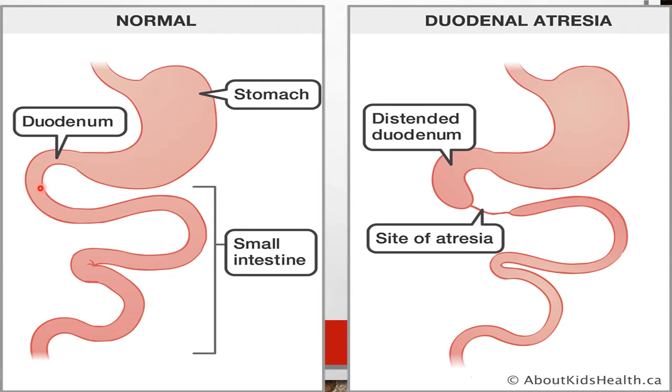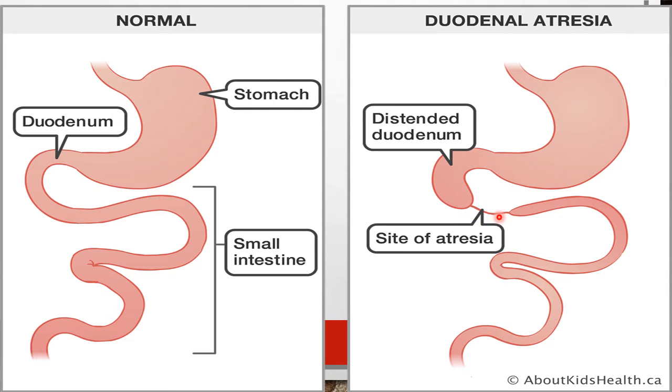And after 8 weeks of development, there is the appearance of the vacuoles because of the cell death, and this is leading to the recanalization of the duodenal lumen. So the duodenal lumen appears back by the recanalization process, but if there is failure of the recanalization, this is leading to the stenosis or atresia.